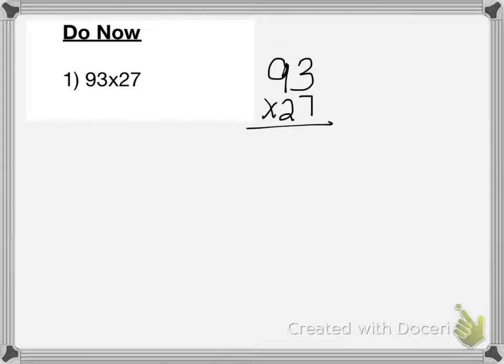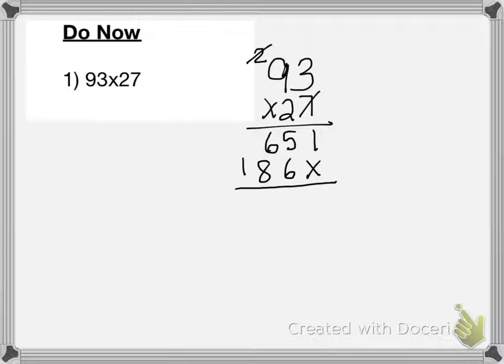Okay, so we have it written down. 7 times 3 is 21. 7 times 9 is 63, plus 2 is 65. I'm done with the ones place. I'm going to cross that out, and whatever I carried, I'm going to move on to the tens place and put a placeholder in. So we have 2 times 3, which is 6, and 2 times 9, which is 18.